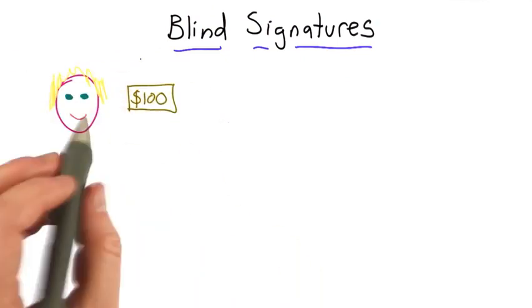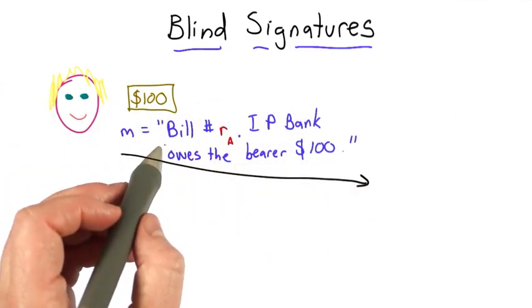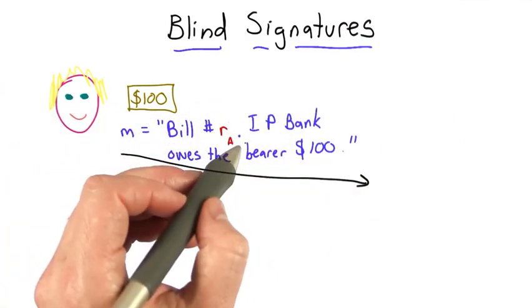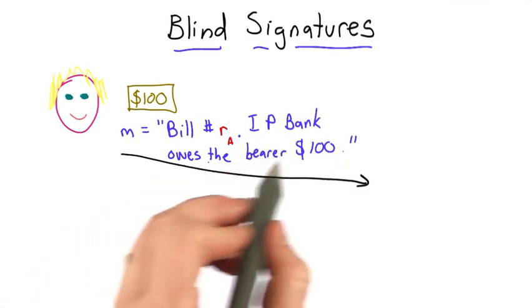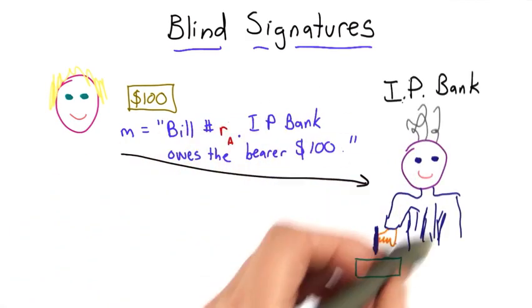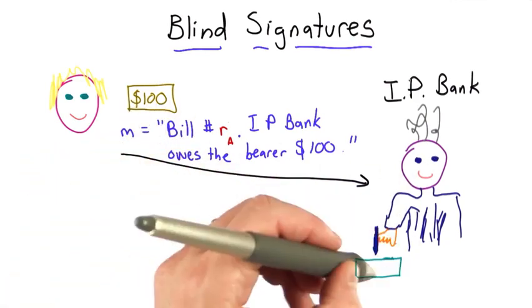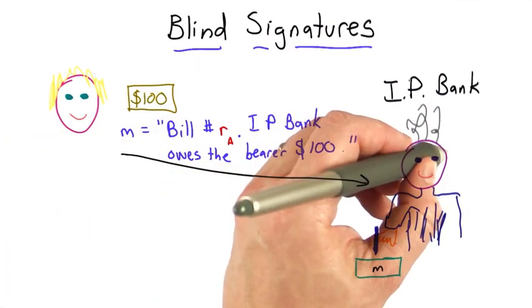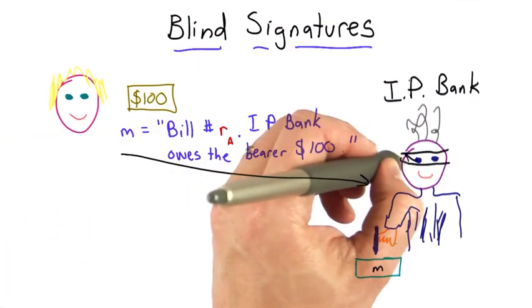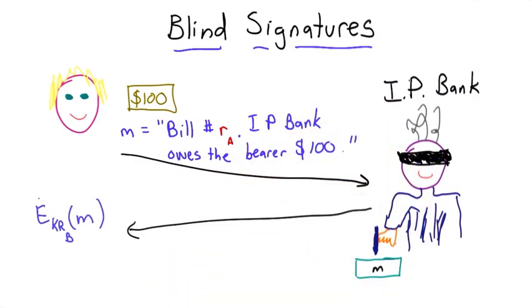So here's the idea. Alice will deposit her $100 in the bank, and along with the bill, she'll generate a message that says bill number RA, some unique ID generated by Alice. Indivisible Prime's bank owns the bearer $100. And she'll go to the bank, give the banker the $100 bill, and ask the bank to sign the message M. To make it a blind signature, though, she'll insist that the banker wear a blindfold before bringing out the message M, and the banker will have to sign it without being able to see this message. And the bank will give that signed message back to Alice.